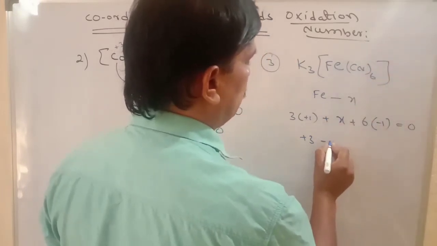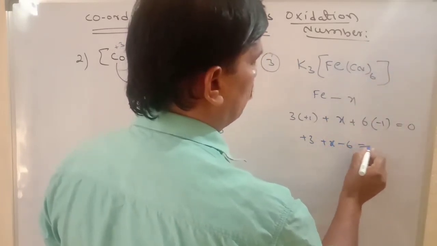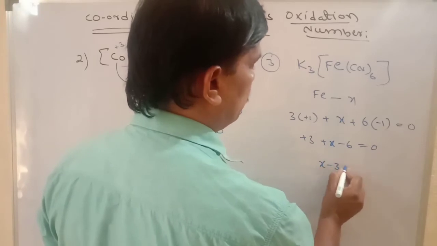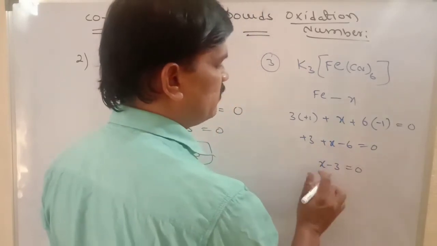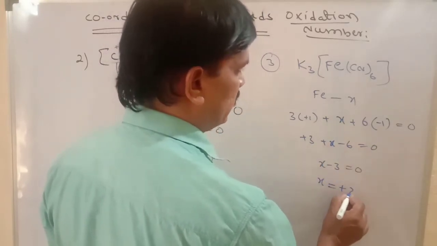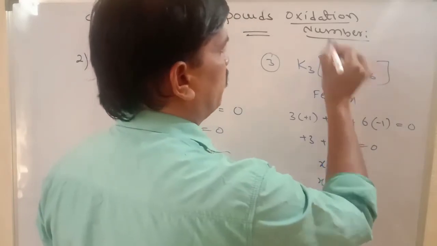So plus 3 plus X minus 6 equal to 0. X minus 3 equal to 0. Minus 6 plus 3 means minus 3. X equal to plus 3. Here the iron oxidation state is plus 3.